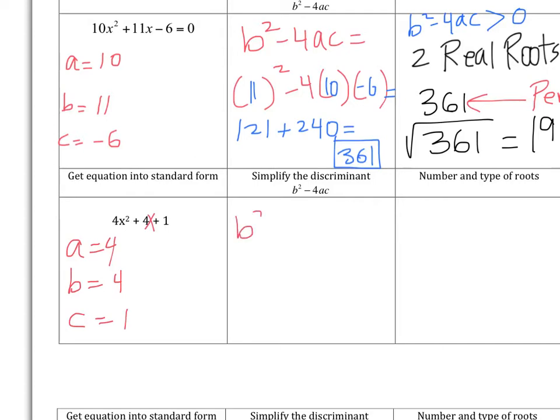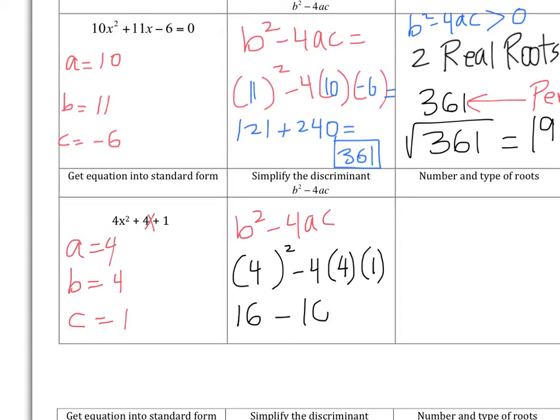So b squared minus 4ac is going to be 4 to the power 2 minus 4 times a times c. 4 squared is 16, minus 4 times 1, which is also negative 16. So that's going to give me a 0. So in this case, my discriminant, which is b squared minus 4ac, is equal to 0.